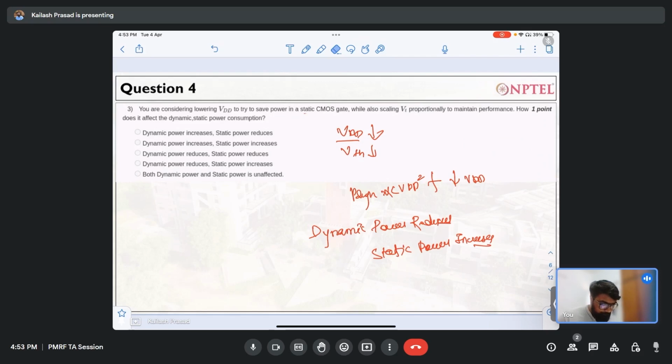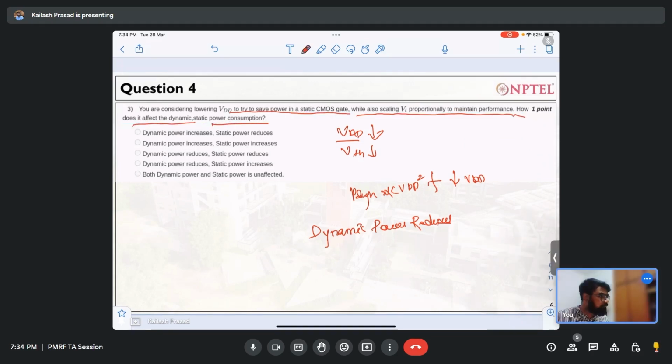I will just read the question for you. You are considering lowering VDD to try to save power in a static CMOS gate while also scaling VT proportionally to maintain the performance. How does it affect the static power and the dynamic power consumption? Now, if you increase the VDD, the dynamic power will increase, right? If you reduce the VDD, dynamic power reduces. If you increase the VDD, the dynamic power will increase.